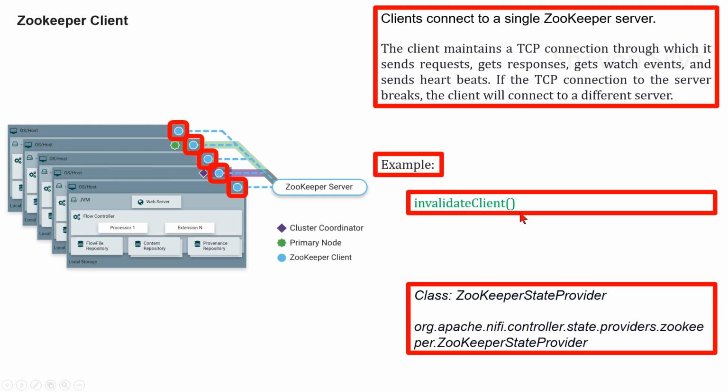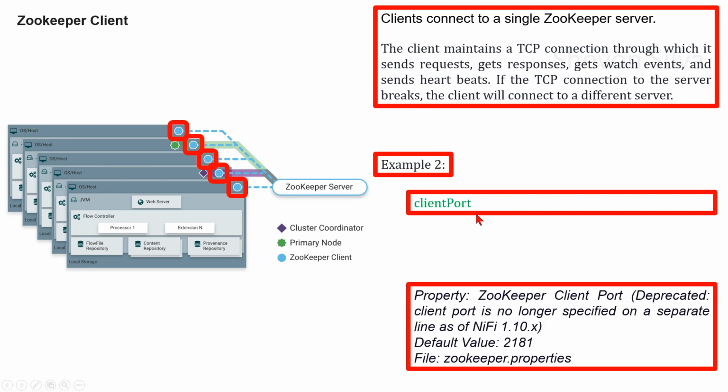As an example, we can consider an invalid client in Zookeeper state provider. And as another example, we can consider the client port property. Zookeeper client port duplicated: client port is no longer specified in a separate line as of NiFi 1.10.x. The default value is 2181. This is available in Zookeeper.